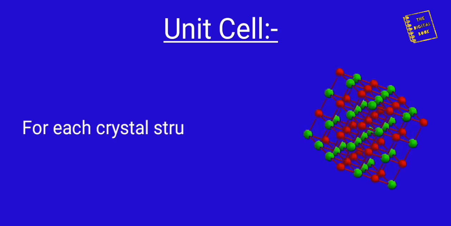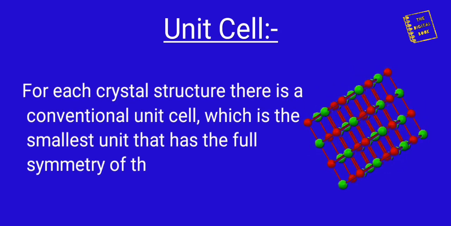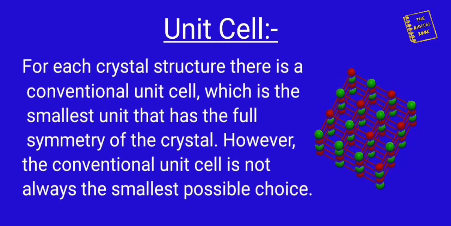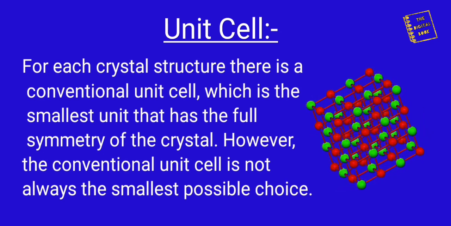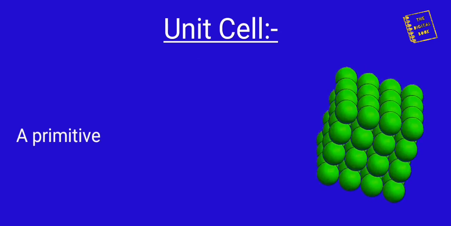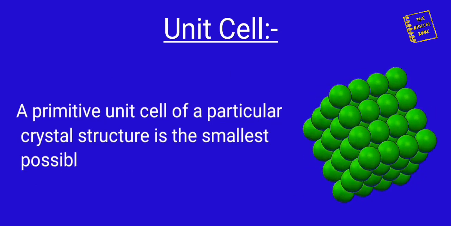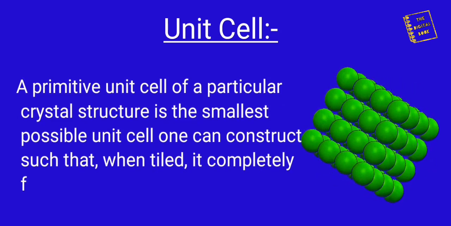For each crystal structure there is a conventional unit cell, which is the smallest unit that has the full symmetry of the crystal. However, the conventional unit cell is not always the smallest possible choice. A primitive unit cell of a particular crystal structure is the smallest possible unit cell one can construct such that, when tiled, it completely fills space.